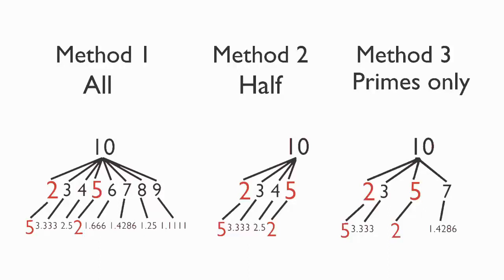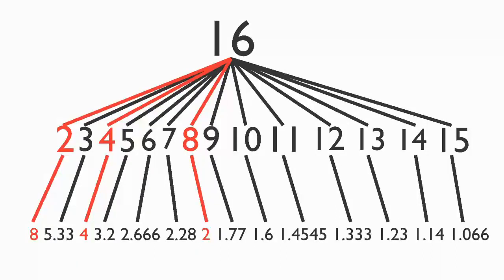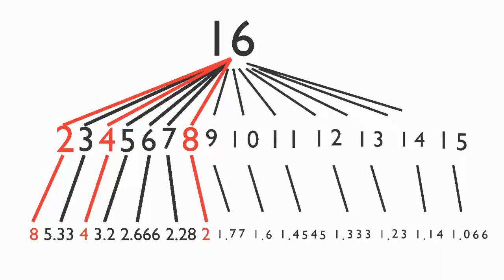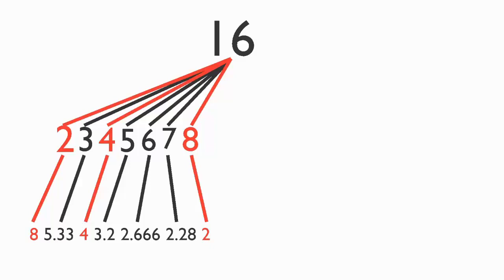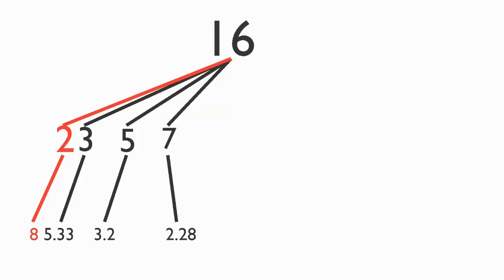So here's an example. Let's take 16. You might think that we need to test it by dividing it by 8, 7, 6, 5, etc. When in fact, we only need to test it by dividing it by 2, 3, 5, 7, which are all of the prime numbers under half of the value 16.